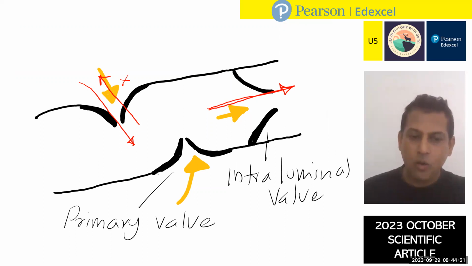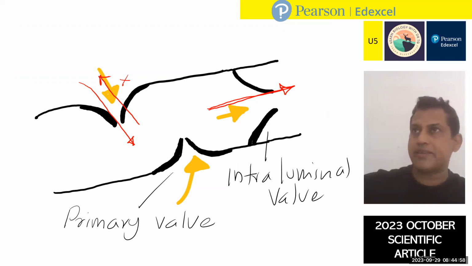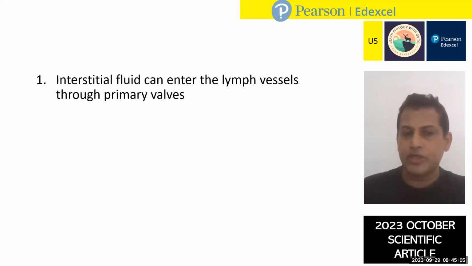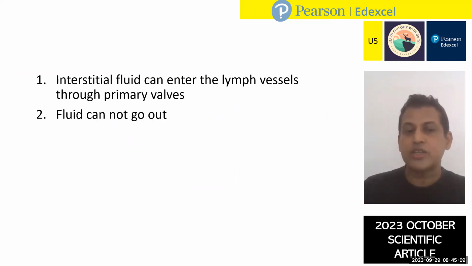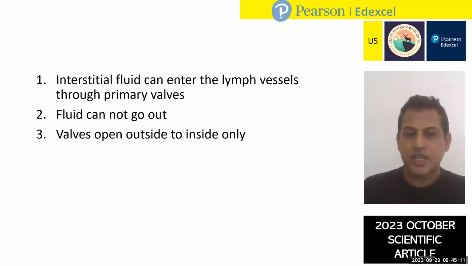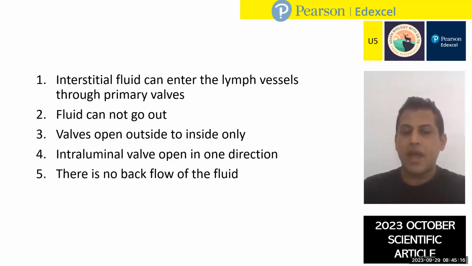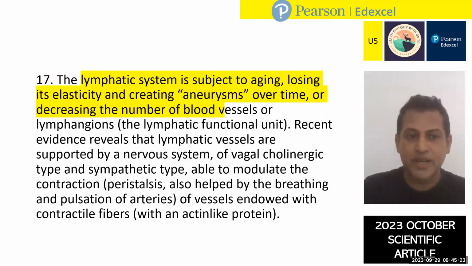The primary valve opens to absorb the fluid, and the intraluminal valve helps transport it toward the circulatory system, draining to the venous side. So interstitial fluid can enter the lymph vessel through primary valves. Fluid cannot go out; valves open from outside to inside only. The intraluminal valve opens in one direction, so there is no backflow of fluid. As a result, it maintains very efficient transport in the lymphatic system.